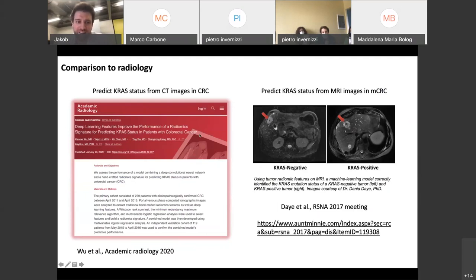And ultimately, what would be really cool to have is a system that combines the radiology images and the histopathology images to give a prediction, for example, about prognosis or about genetic alterations.